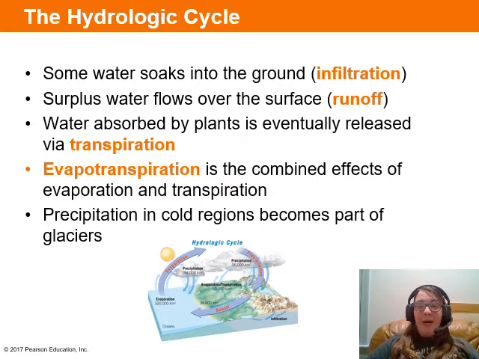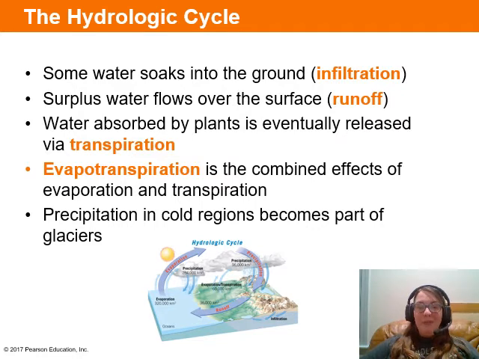So if we combine the plants absorbing water from their roots through transpiration and the water that's being evaporated from their leaves, this is a process called evapotranspiration. And it's just combining both the transpiration of that plant absorbing water and the evaporation of the plant losing water.